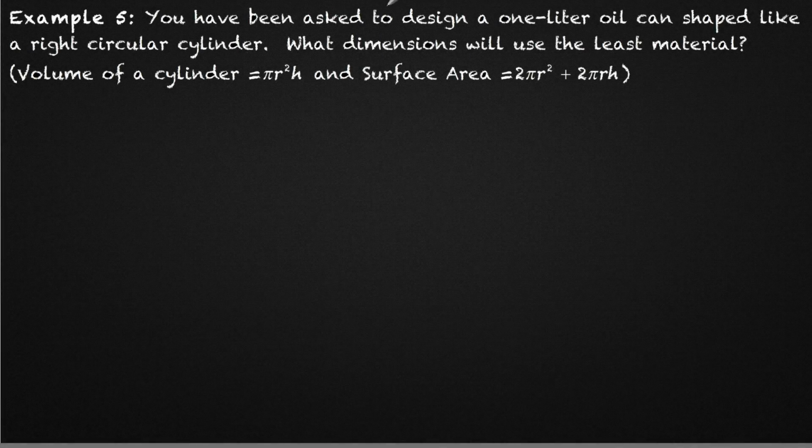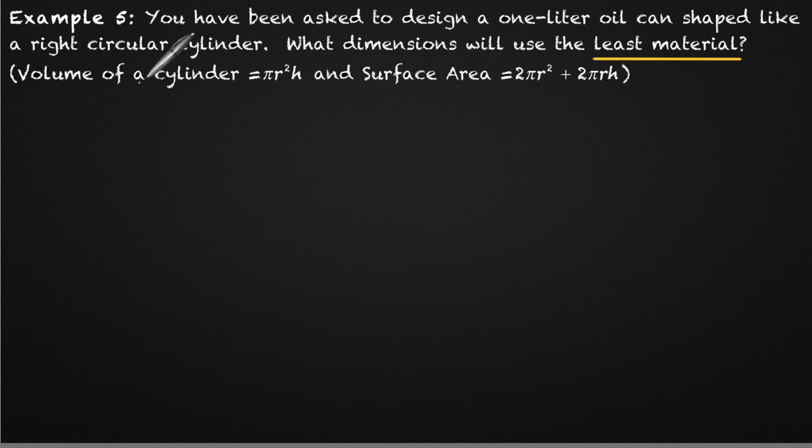Example 5, you've been asked to design a 1-liter oil can shaped like a right circular cylinder. So a basic can. What dimensions will use the least material? So let's go ahead and underline. What are we trying to minimize? We're trying to minimize the material, the surface area. So we know that we need to minimize this equation.